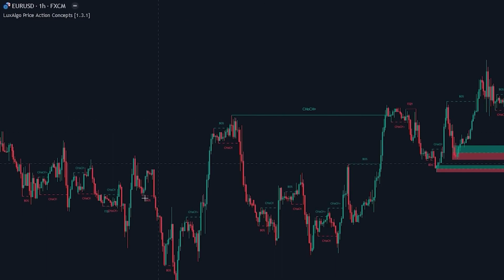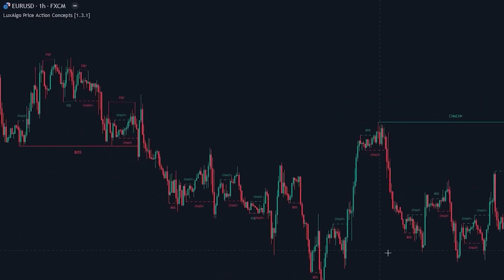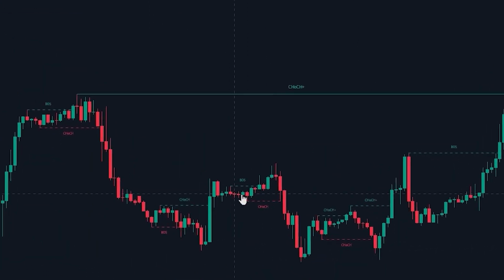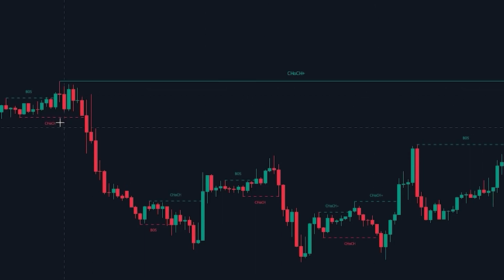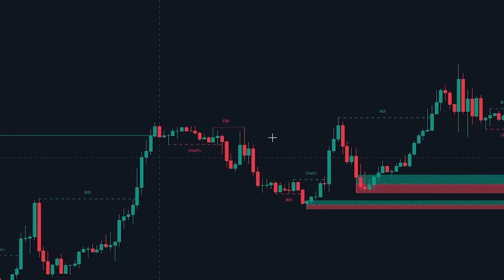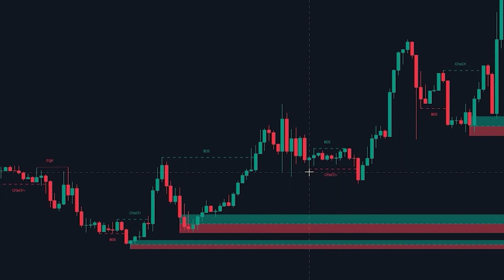The market structure also plays an extremely important role when entering into a position. For this, we can use the Premium Price Action Concepts indicator by LuxAlgo. As you can see, this indicator shows us ICT and smart money concepts related to price action.